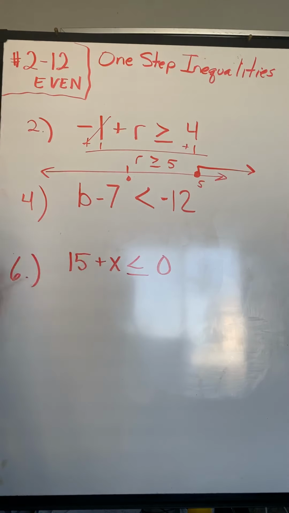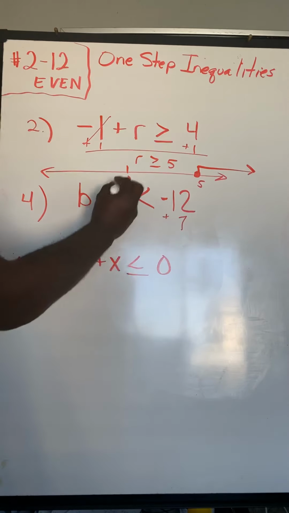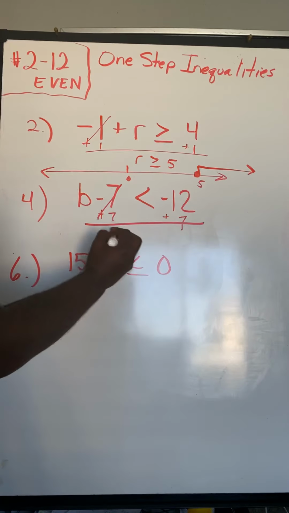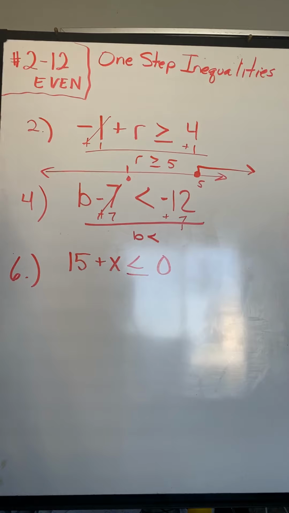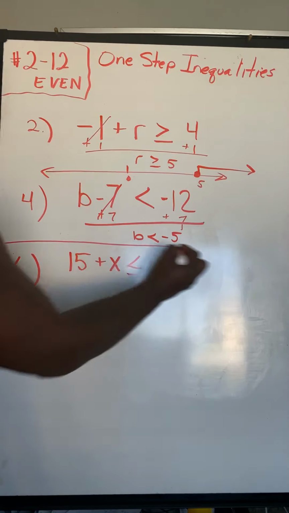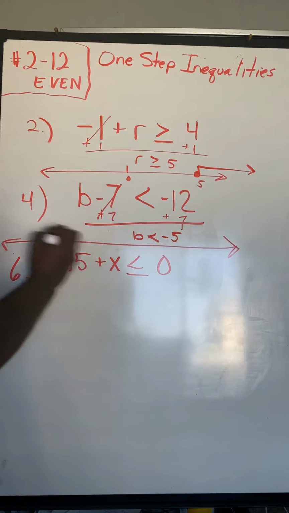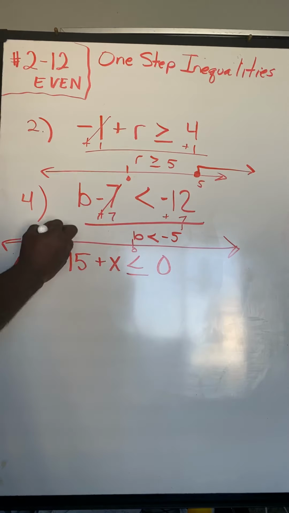Next one. B minus 7 is less than -12. Isolate the variable, add 7. That isolates it. I'm left with B is less than -12 plus 7, which is -5. So I go on my number line, first point, -5. This is an open circle, and it says less than, so I'm shading to the left.